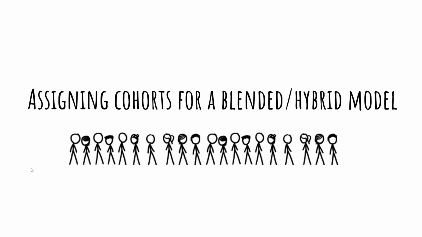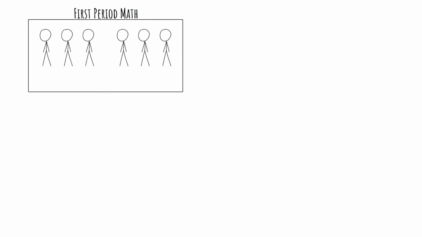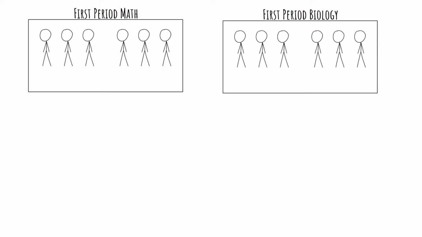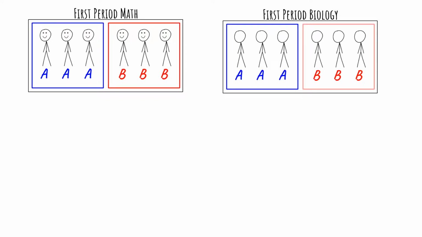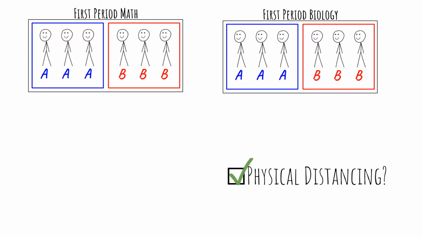If you did watch my first video, then you'll remember that our goal is to divide our school into cohorts in a way that prevents an undesirable imbalance between the size of the two groups. The example I used last time was a first period math class and a first period biology class, each of which was divided into an A cohort and a B cohort. And the way that we've divided these, at least during first hour, we have two cohorts of equal size in all of our classrooms, so it's possible to maintain physical distancing.